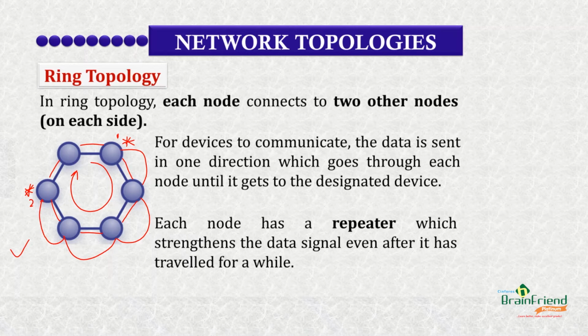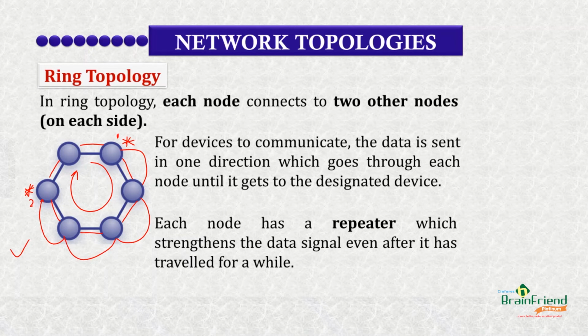One thing to note about data signals is that the signal can get weak if it travels a long distance. And in ring topology, since the data travels through each node before it gets to the designated node, each node has a repeater. Now you might ask, what is a repeater? Well, a repeater is simply a network device that strengthens data signals.